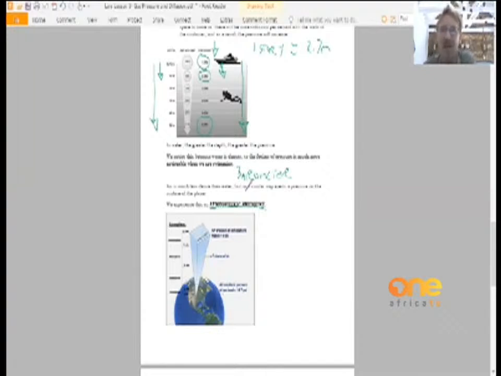I'm not sure if you guys were aware of this, but if atmospheric pressure drops, that means a storm is coming. If atmospheric pressure rises, generally speaking, that means that you're going to be having sunny weather, clear skies. So by measuring atmospheric pressure, you're able to predict what the weather is going to be like for a period of time.